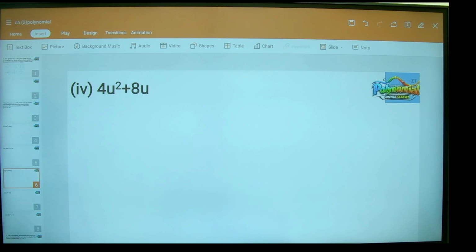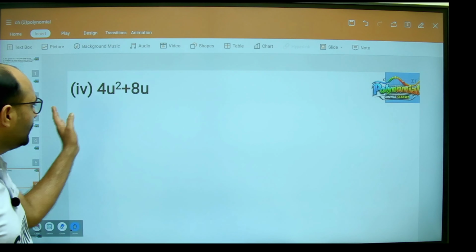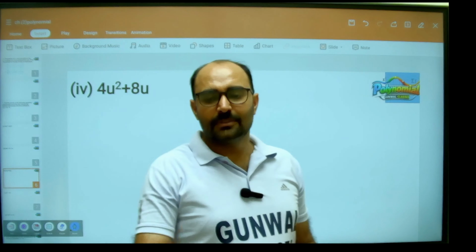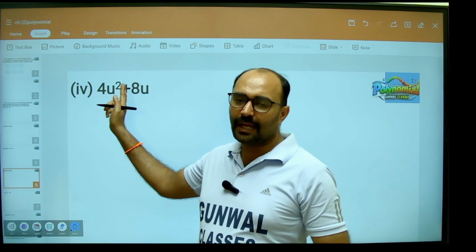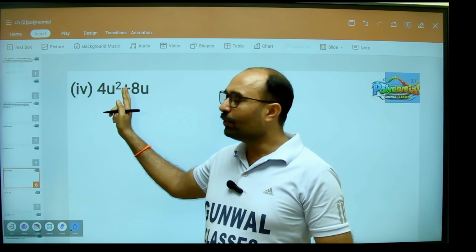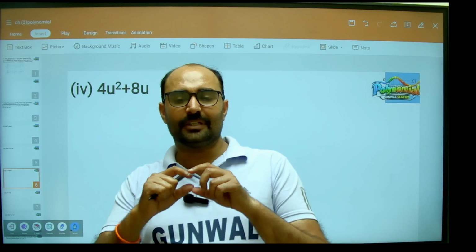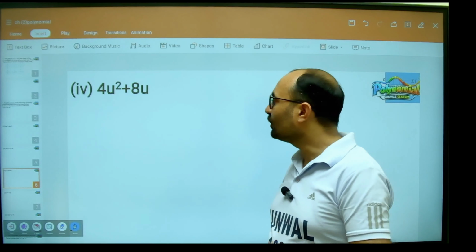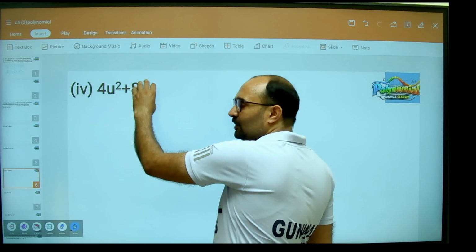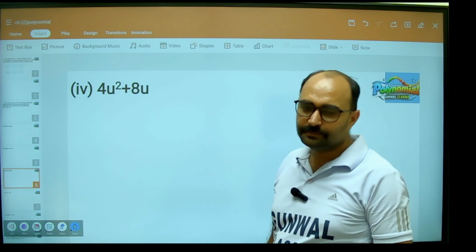Okay, what is given to you? 4u square plus 8u. Now constant term is missing here. Still this is quadratic. Quadratic condition क्या है? Having exponent 2, coefficient should not be equal to 0. Highest exponent expression की क्या होगी? 2 होगी, और वो term होना mandatory है. ये भी नहीं होती, still this is quadratic.